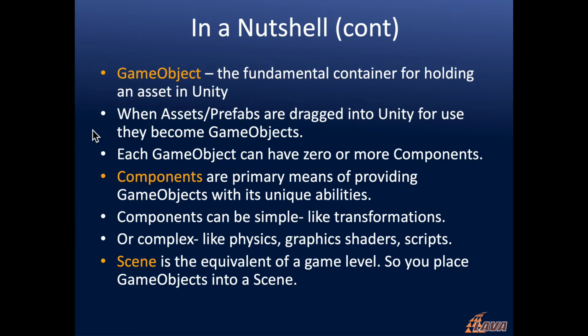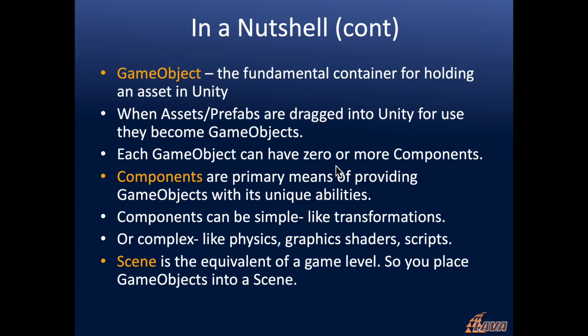Now, apart from assets, a game object is when you actually take an asset and put it into your scene, the scene in which your game is going to revolve around. When your assets or prefabs are dragged into Unity for use, that's when they become what's called a game object. Now, each game object can have 0 or more components.